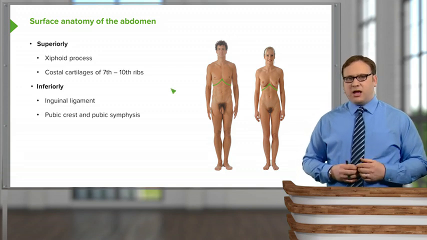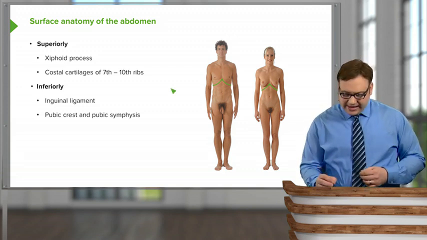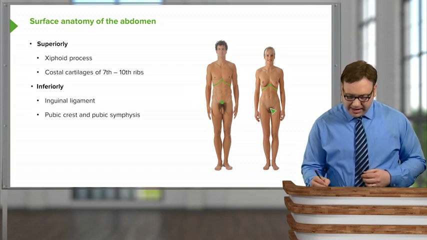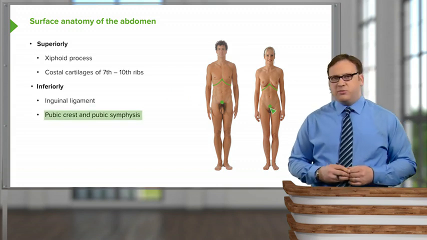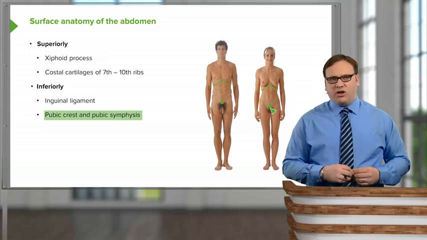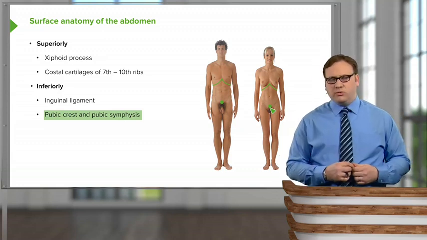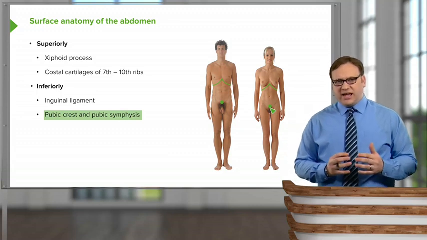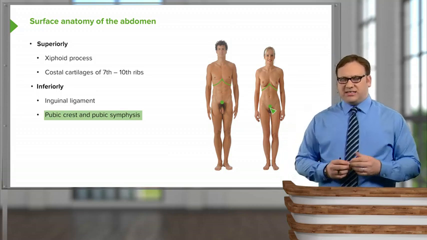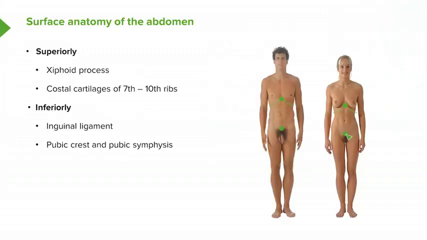Inferiorly, we have a few landmarks which we can observe. Again, in the midline, in the male and the female, we have the pubic crest and the pubic symphysis. We'll see these later on when we go into the pelvis and we look at the bones of the pelvis. And radiating away from the pubic crest and pubic symphysis, we find we have the inguinal ligaments. We have these two ligaments, one on either side, and these form the inferior boundary of the abdomen. So here we can see the superior and the inferior boundaries of the abdomen in both the male and the female.